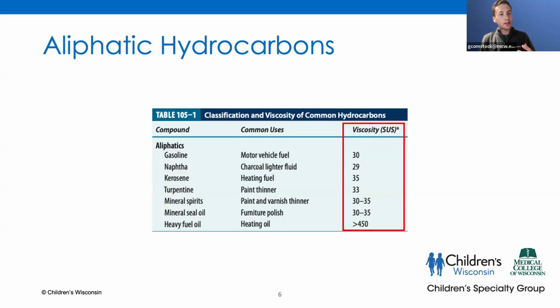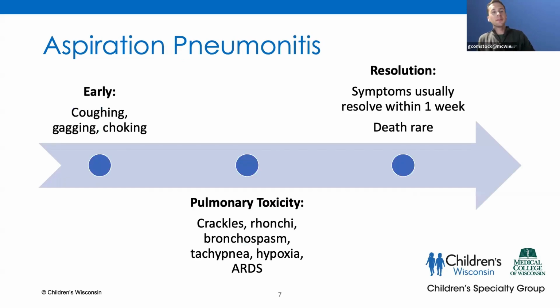That's not to say that every aliphatic hydrocarbon is really thin. Clearly, you can see heavy fuel oil, really thick, gunky stuff that is as thick as could be, and obviously would not carry that same risk. So not every hydrocarbon necessarily contains that risk for aspiration, but certainly a lot of them do.